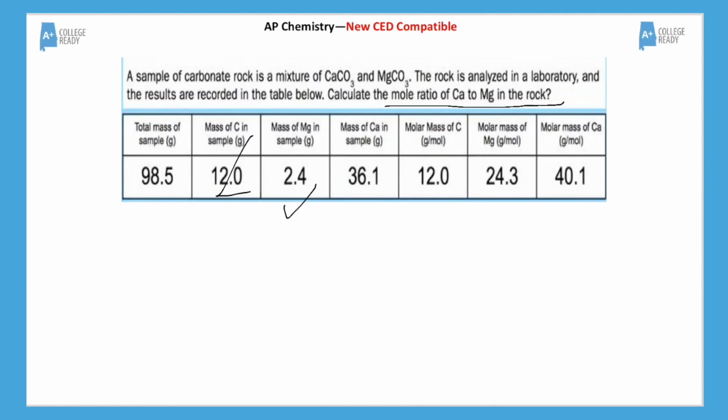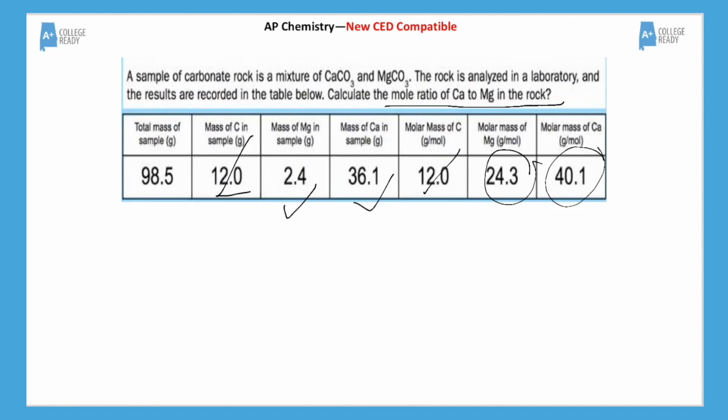Then the next information is mass of calcium. Well, I am asked about calcium, so I do need to know that. Do I need to know the molar mass of carbon? No, haven't been asked anything about carbon. Would it be helpful, even though I should have a periodic table handy, to know the molar mass of magnesium and the molar mass of calcium? And the answer is yes.